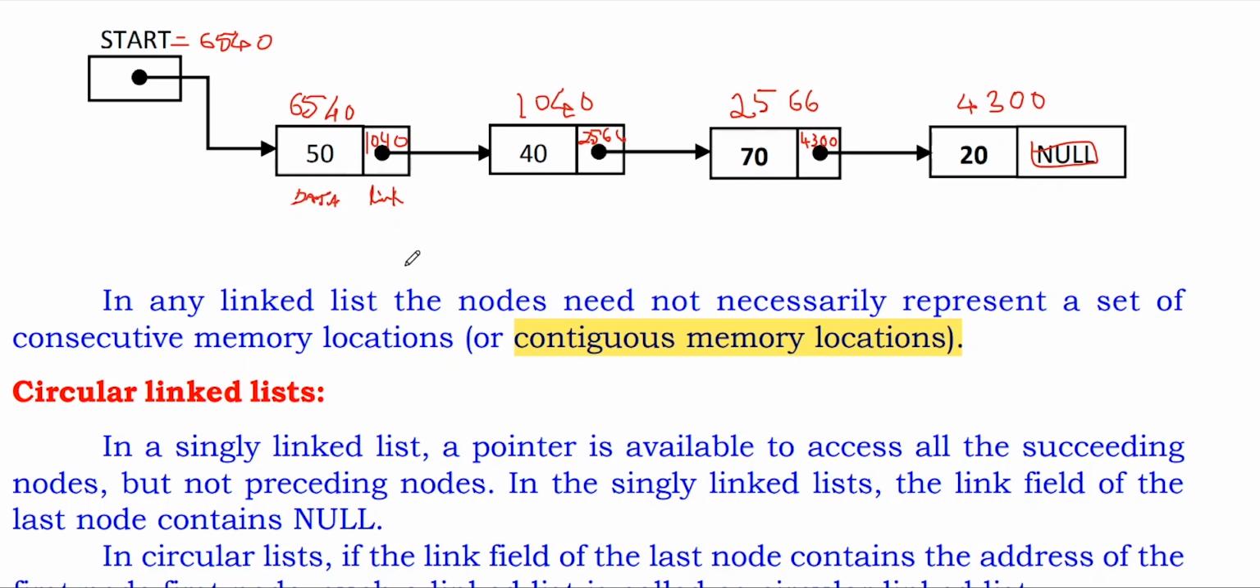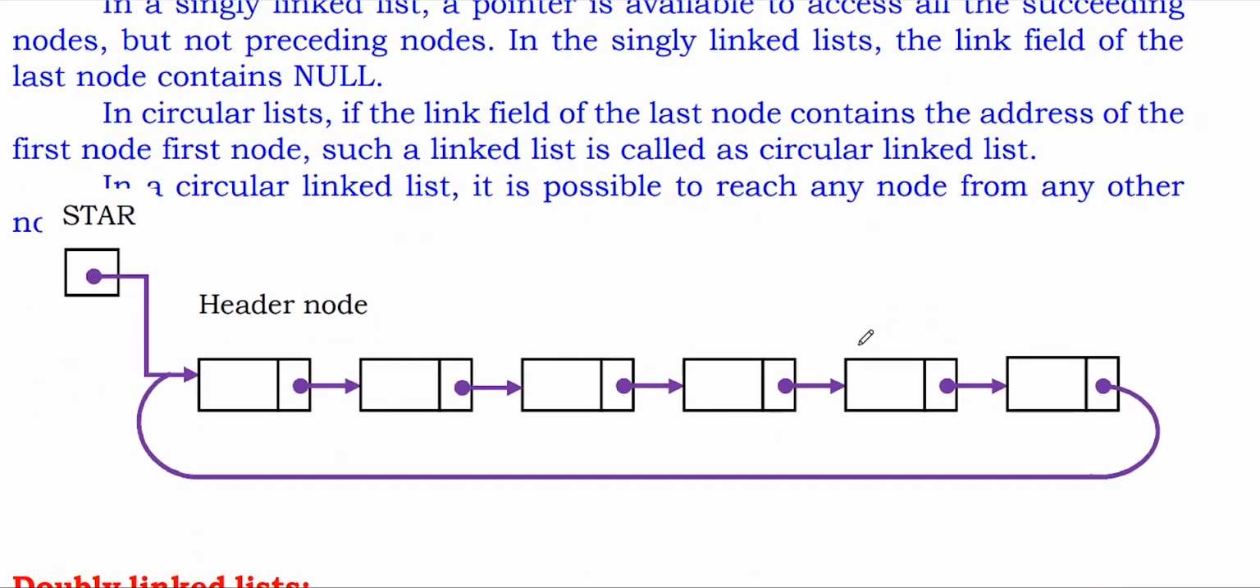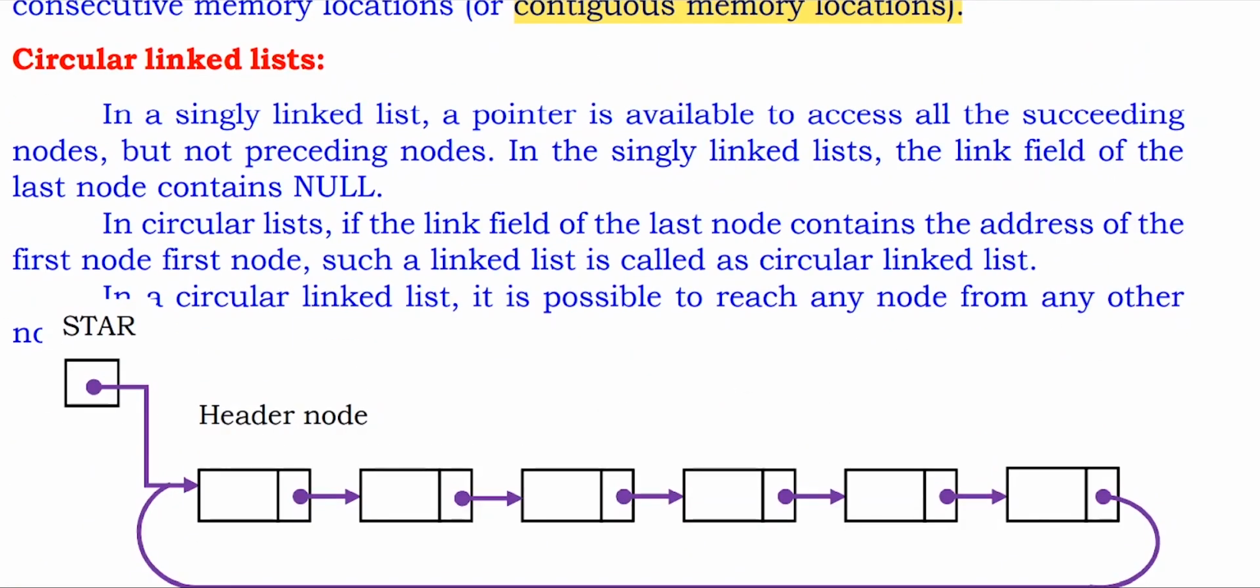This is done using dynamic memory allocation, which we'll discuss later. This is a linear data structure, which is a single linked list. In a single linked list, the last node always contains null. I think that is clear. Next we'll go with the circular one. Another type of linked list is the circular linked list. In a single linked list, a pointer is available to access all the succeeding nodes, but not the preceding nodes.